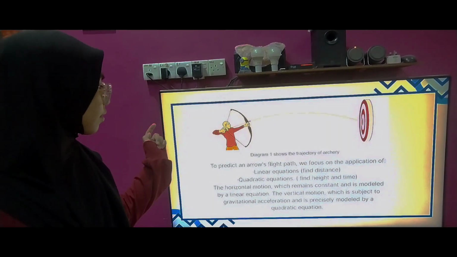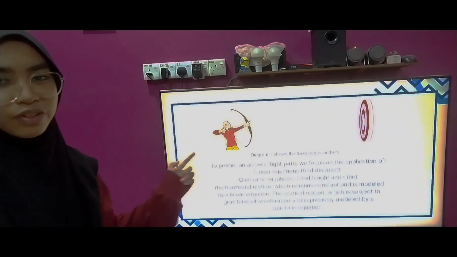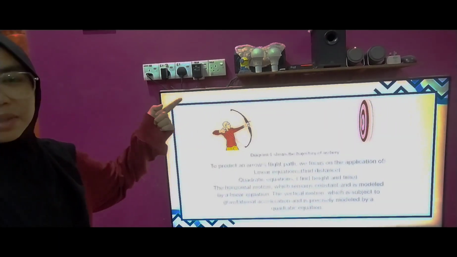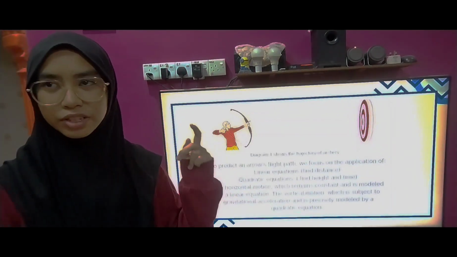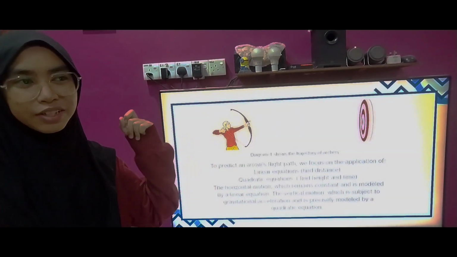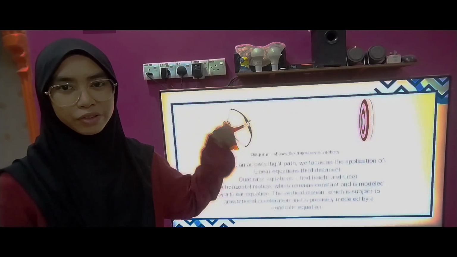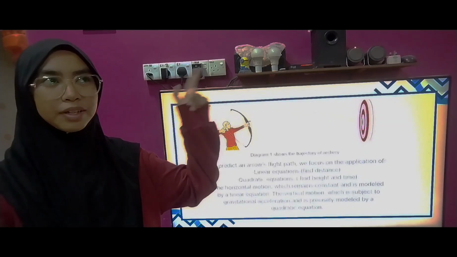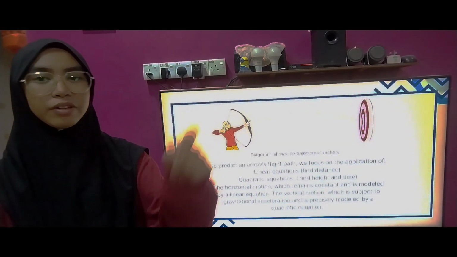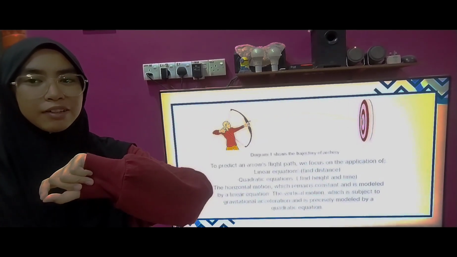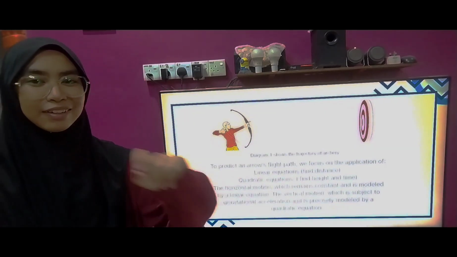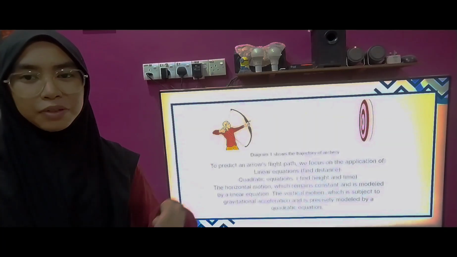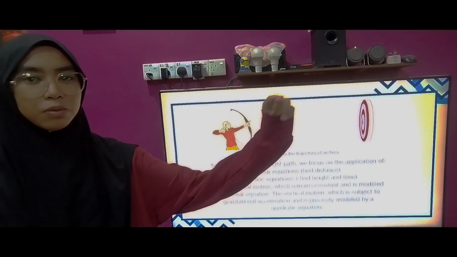As you can see, when you're doing archery, you'll usually aim your arrows slightly high up. That's because the gravitational pull will pull your arrow downwards. So it means you need to shoot your arrow slightly higher up. Then it will form a parabolic curve, which is this. It will form a parabolic curve, which is a quadratic equation.